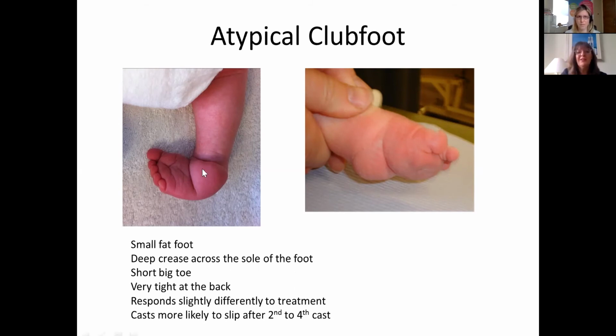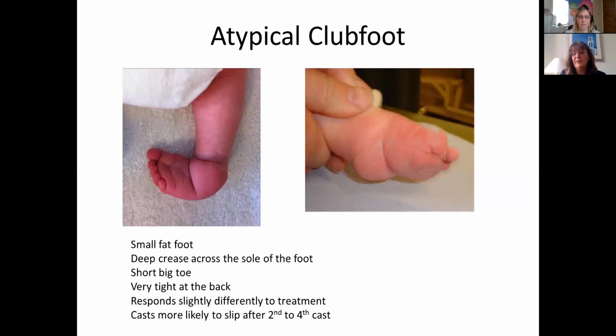And particularly if the casts start to slip, you're going to see that coming more and more. But if I saw this foot as a newborn baby, I would know that this foot was going to respond slightly differently to the treatment, and I might need to modify my treatment a little bit as I start to bring the foot round to make sure that it's not going to slip. So this is what we call an atypical clubfoot. There's a lot that we still need to know about atypical clubfoot. They're quite difficult to treat.